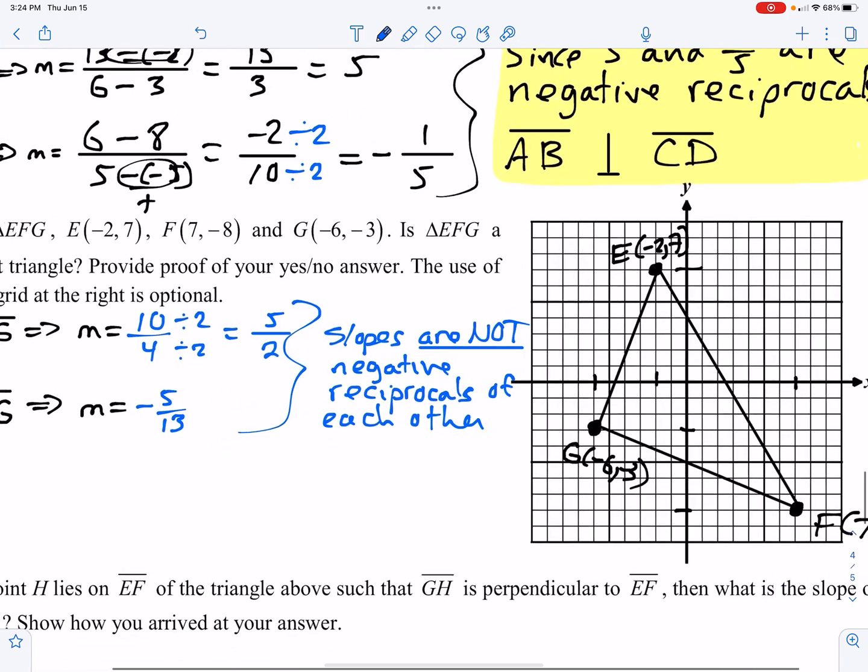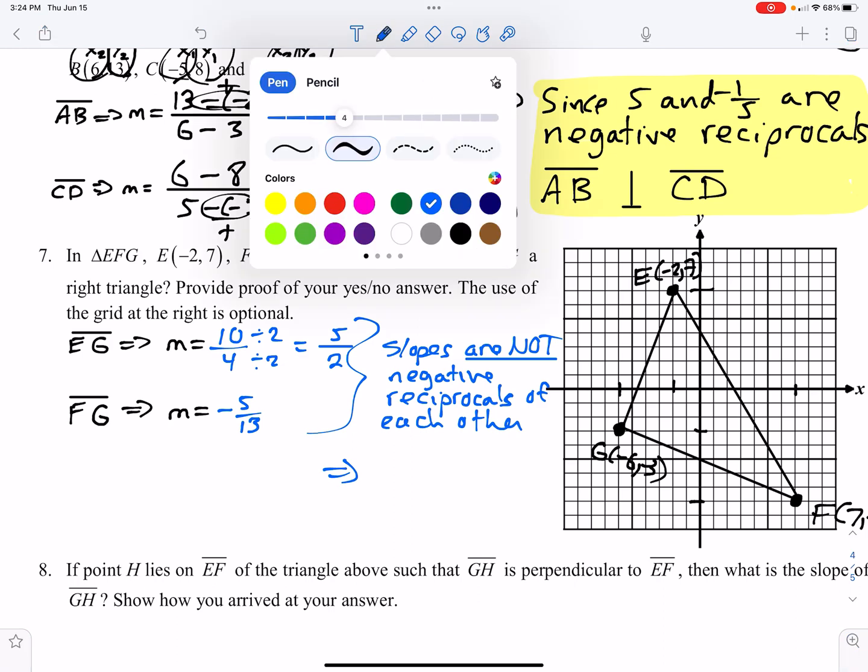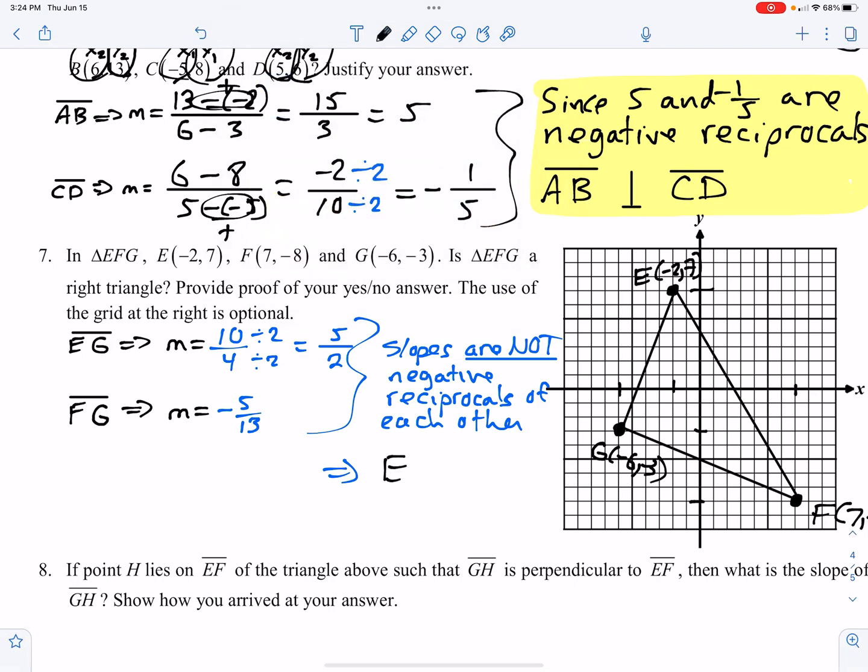So what is our conclusion? That EG is not perpendicular to FG. What does that mean? Triangle EFG is not a right triangle, because if it's a right triangle, it has to have a right angle.